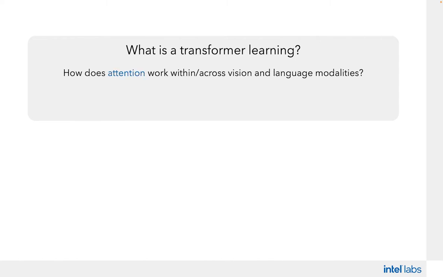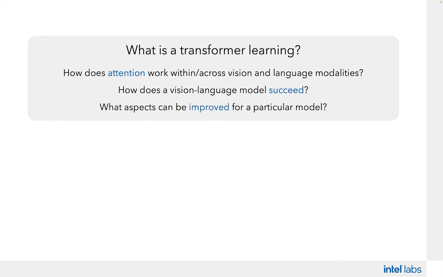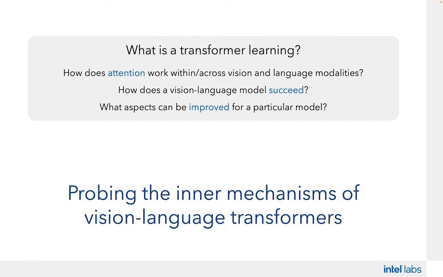When training a transformer-based model for vision or vision language tasks, we often don't know what exactly the transformer is learning. For example, how does attention work within each of the vision and language modality or across the modalities? Why does the model succeed on some training examples or tasks, but not others? And more importantly, what aspects can we improve our model to make it better? To answer these questions, we need to probe the inner mechanisms of a transformer.